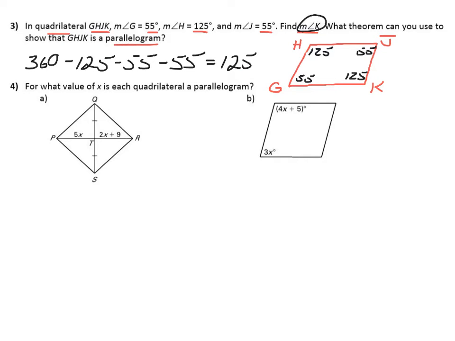So now it becomes obvious. My opposite angles here are congruent. So that means this must be a parallelogram because of theorem 8.8.